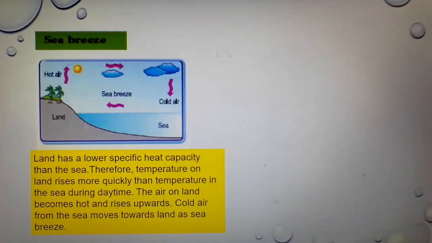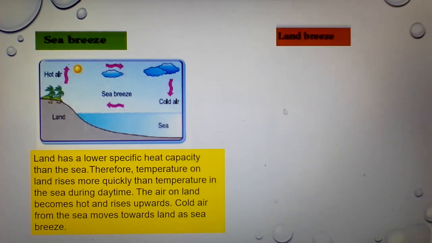Okay, now the application is the sea breeze during daytime. Now we discuss what exactly happens at the beach. You can see the sea and land. Land has lower specific heat capacity than the sea. Therefore, temperature on land rises more quickly than temperature in the sea during daytime. The air on land becomes hot and rises upwards. Cool air from the sea moves towards the land as sea breeze. This occurs during daytime. So we use the concept of specific heat capacity to explain this situation.